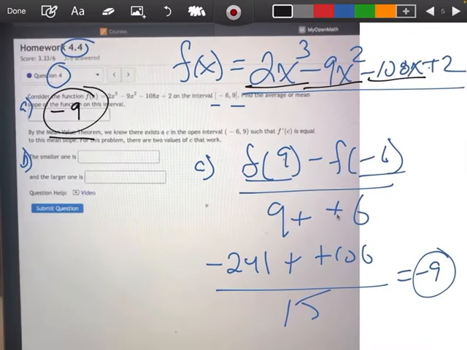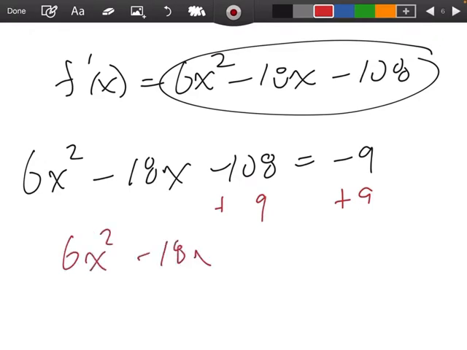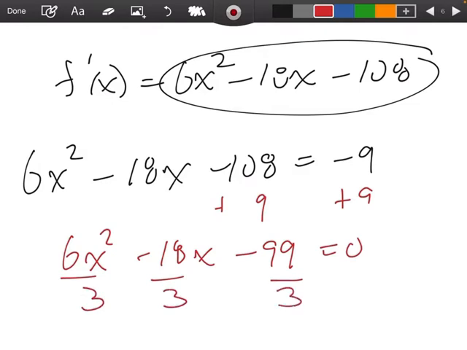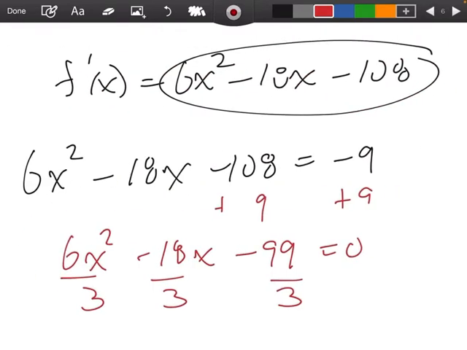Okay, so step 1, y'all, let's add 9 to both sides. 6x squared minus 18x, I want to say that's a minus 99 equals 0. Okay, so 6 won't go into all of them, but I can at least divide them all by 3. This is going to make my life a little bit easier. 2x squared minus 6x minus 33, right?